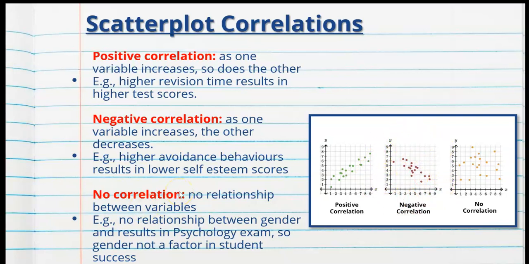Sometimes we have no correlation, all right? There's no relationship between the variables that's positive or negative. There's just nothing. As we can see here, the dots are all over the place. There's no direction, in other words, of the relationship. So an example from your textbooks, there's no relationship between gender and results in psychology exams. So gender is not a factor in student success. So there's no correlation there. If you're given this in a test or an exam, you'll need to know what these mean, all right? And if you're given a blank one of these, you'll need to indicate whether they are positive, negative, or no correlation.